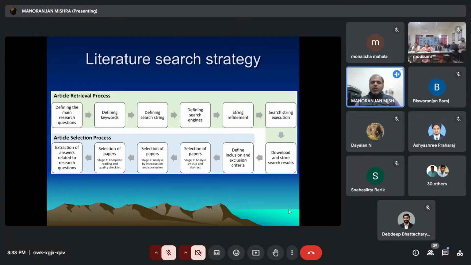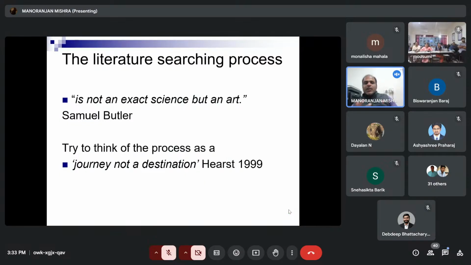The literature searching process is not an exact science but an art. As I said, you can cross-check, you can use some kind of hit and trial method to get the best. So think of the process as a journey, not a destination. There is no limit. If you search again and again, things will be different. If you change the keyword, things will be different. But if the same keyword is used with the same settings, the answer should be the same, because it's a very dynamic thing.